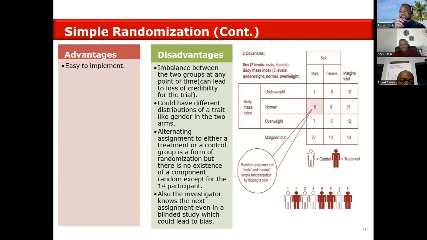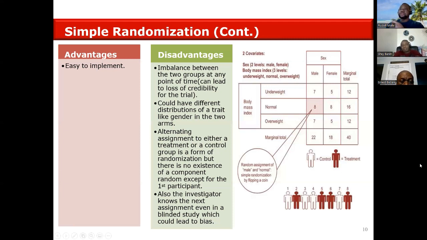So in your mind, I already understand that, oh, because this patient went here, this one went here, there's a chance that the next person will go here, and the next person will go here. So that's another disadvantage of using the very simple randomization process.